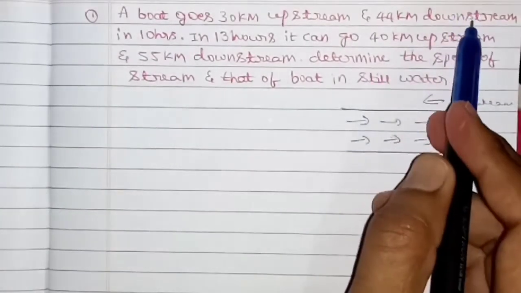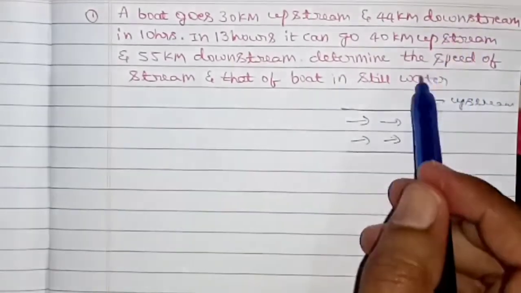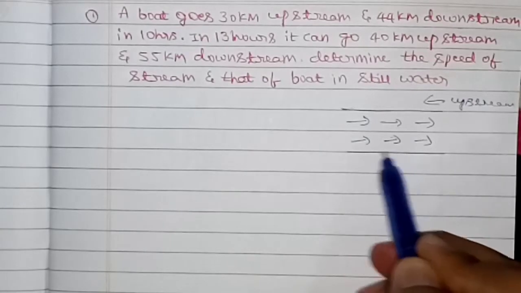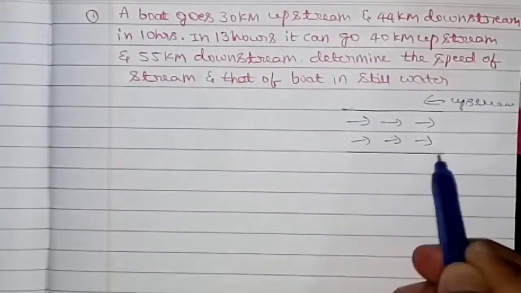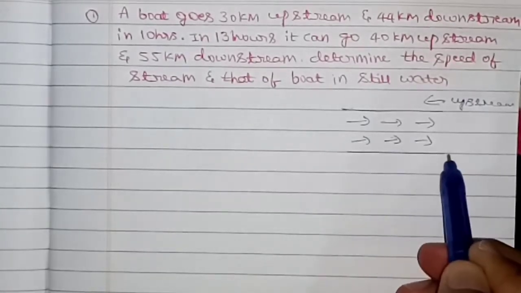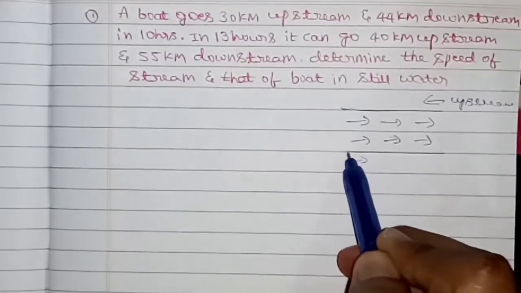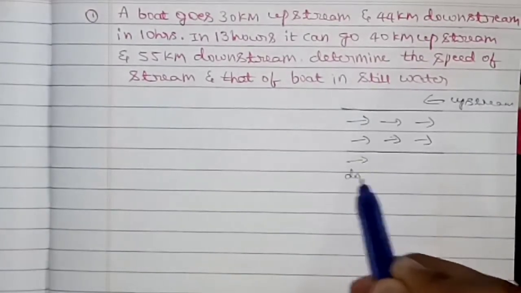Now what is the meaning of downstream? If the same boat goes in the river along with, or towards the direction in which the river flows, that is called downstream. From here to here, that is called downstream.